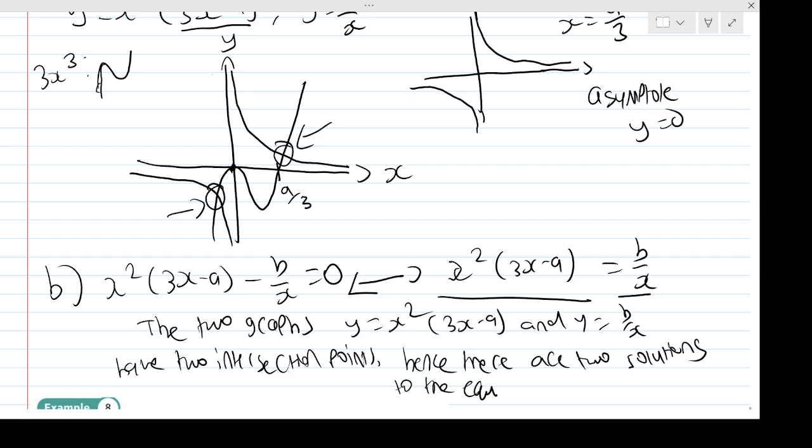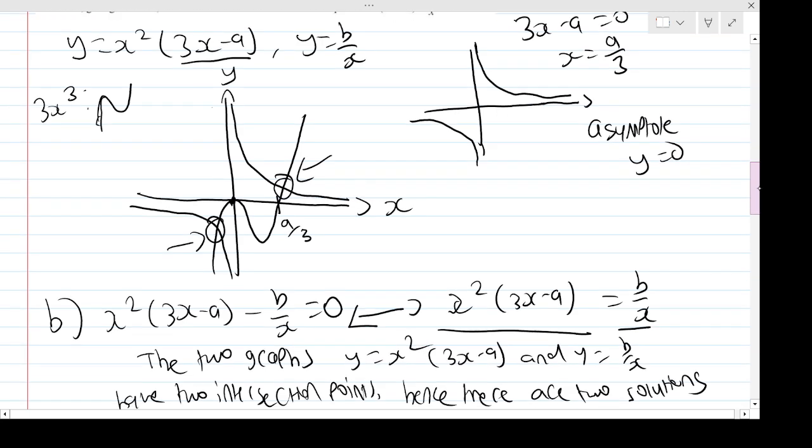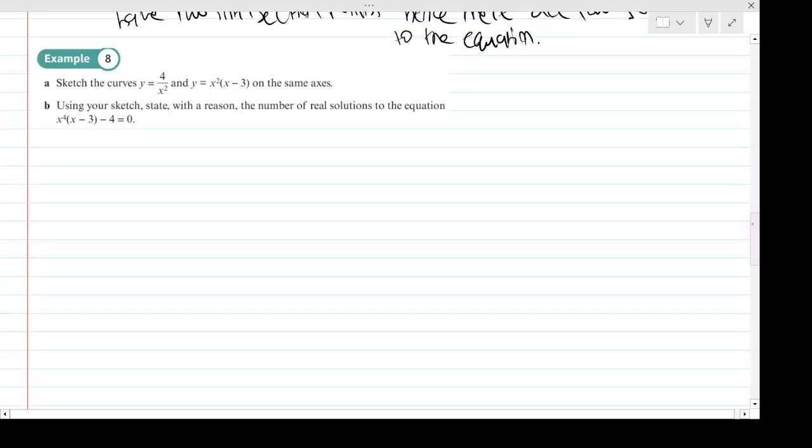Okay. And in general, sometimes you might have to do a little bit of rearranging to see clearly what graphs you're dealing with. Okay, to see what graphs you're equating. Like we did here, we had to move the b over x to the other side, which made it very clear what two graphs we consider. Okay, it's cool. There we are. So we have this example now.